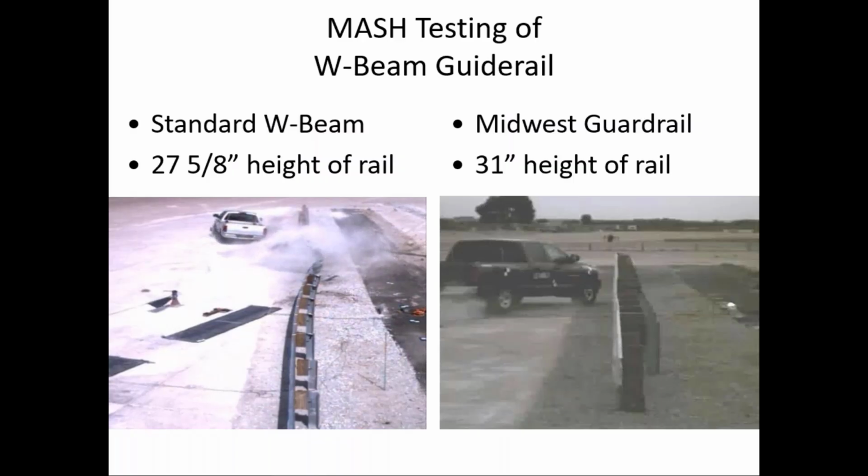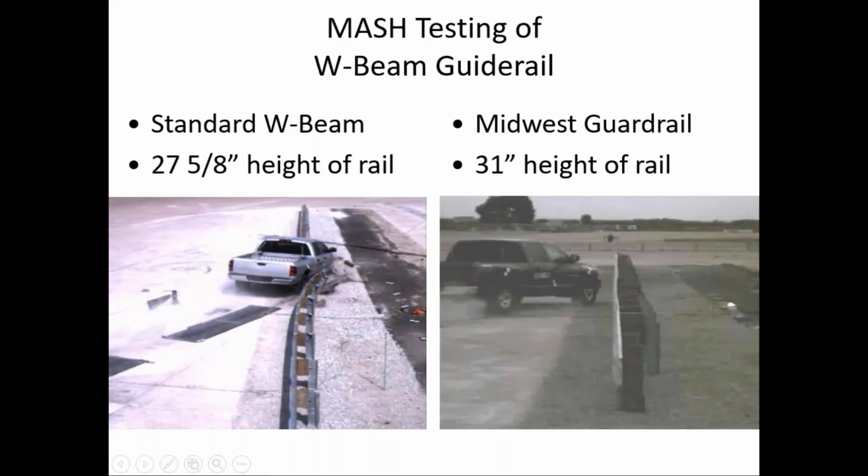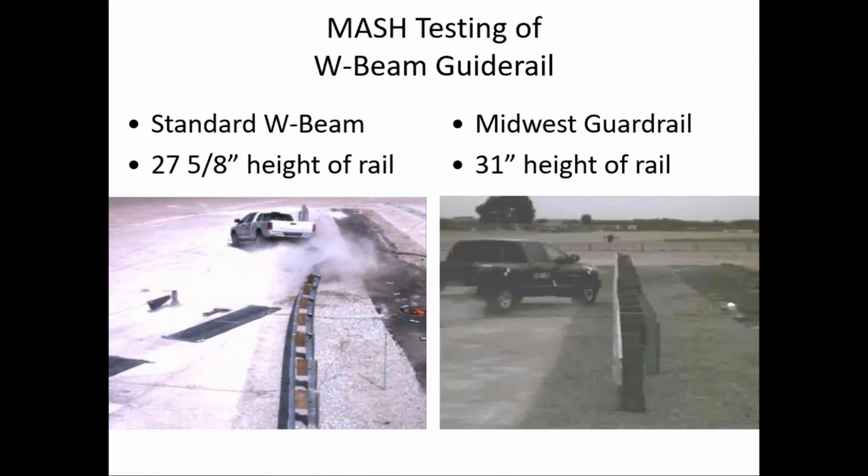I'll run that again since that was pretty quick, but it looks to me like that's maybe 3 to 4 feet of deflection, which would be okay. The vehicle stays upright. I don't see any snagging, and certainly the passenger compartment looks intact or not damaged. So I would call that a successful test. And those would be the kinds of tests that are done on different pieces of highway or roadway hardware to get the approval to be used on the roadway.